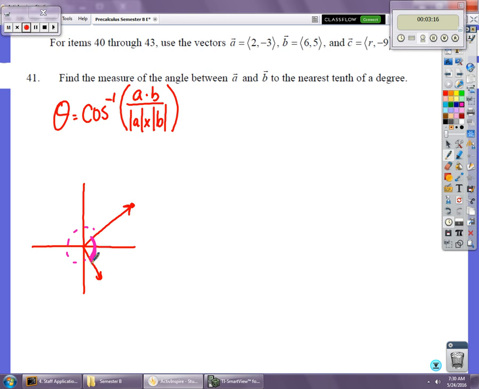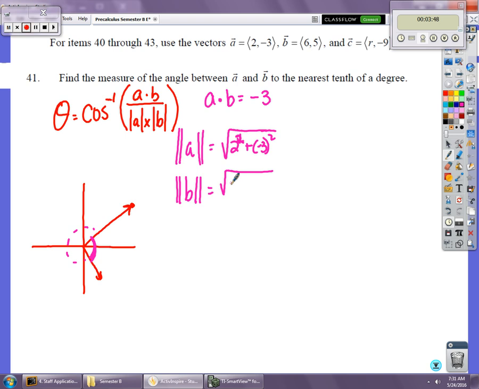Okay, the first thing we're going to do is find that dot product of A and B, which we actually did in the last problem, right? We found the dot product of A and B was negative 3. The next thing that we need to do is find both of our magnitudes. So we're going to find the magnitude of A, and sometimes we use the 2 bars for magnitude to make it look a lot less like absolute value. So we're going to say 2 squared and negative 3 squared. Make sure you put that in parentheses. Sorry, that's a 2. And the magnitude of B, 6 squared and 5 squared.